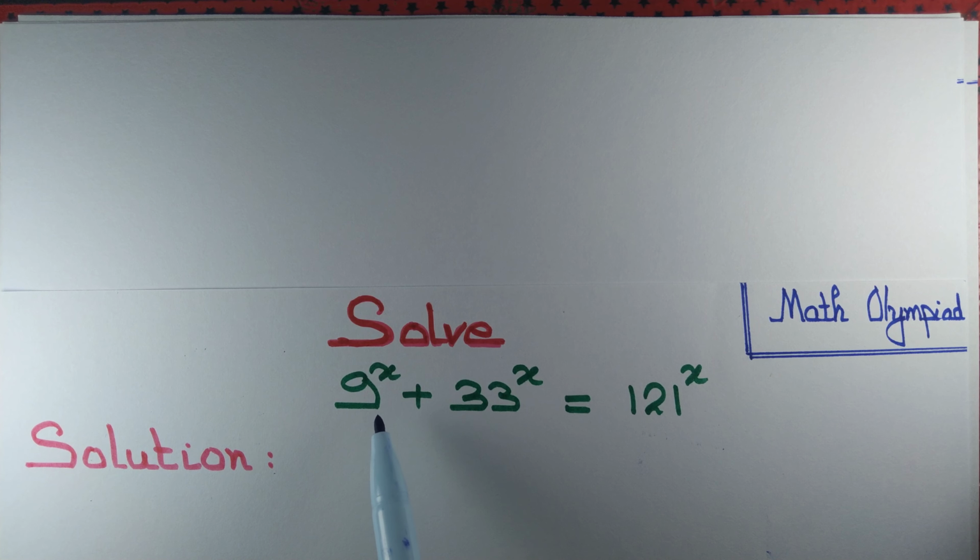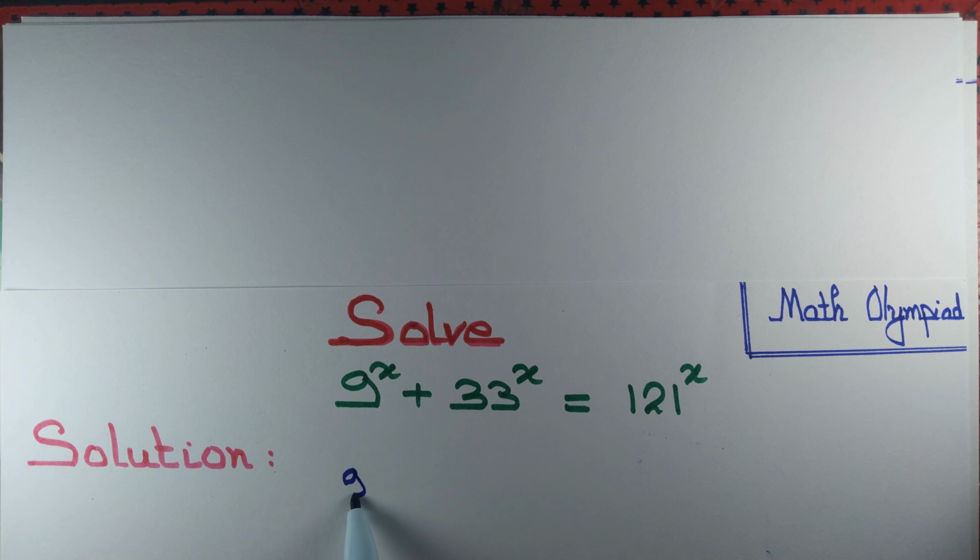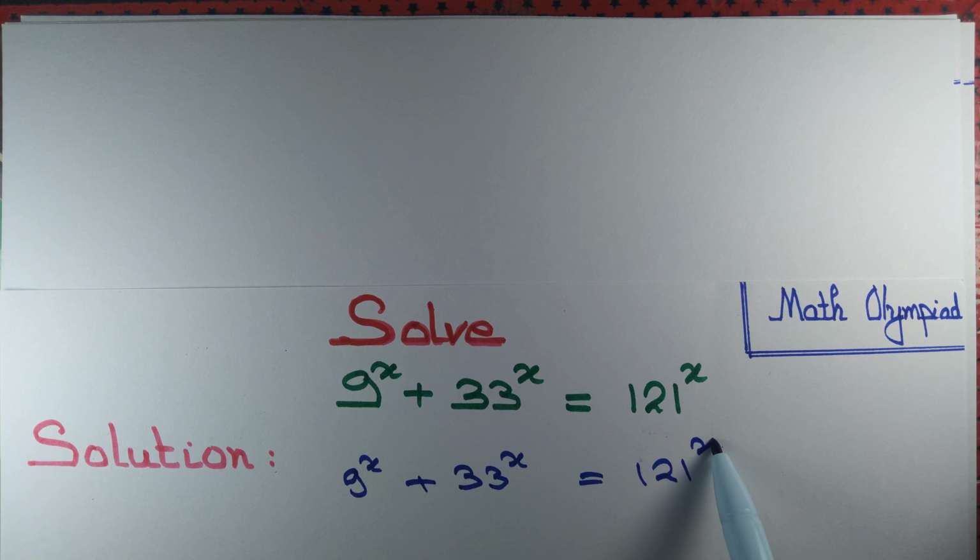Let us find all the real numbers x such that 9 to the power x plus 33 to the power x equals 121 to the power x. You see that we have different bases. Now, if the bases were the same, maybe we could have compared the powers, but we don't have the same base. Let's write the equation once again: 9 to the power x plus 33 to the power x equal to 121 to the power x.